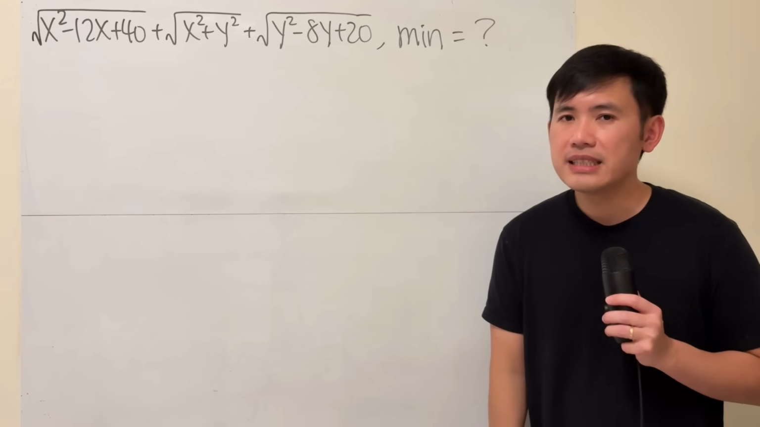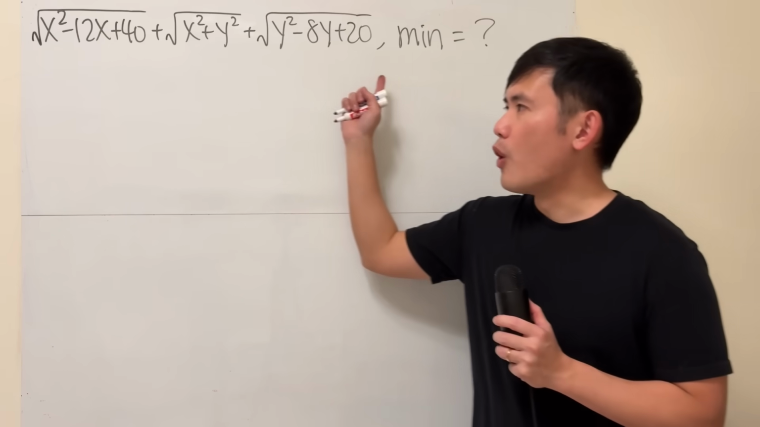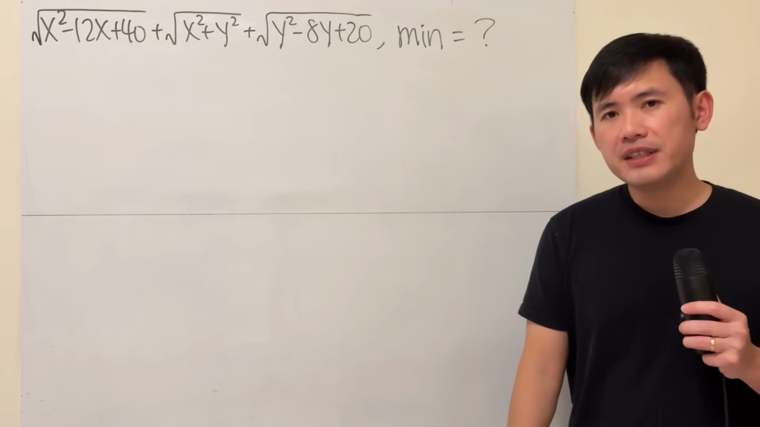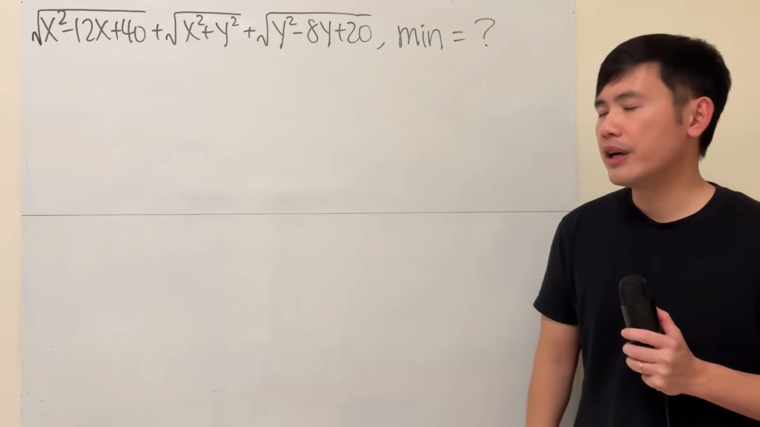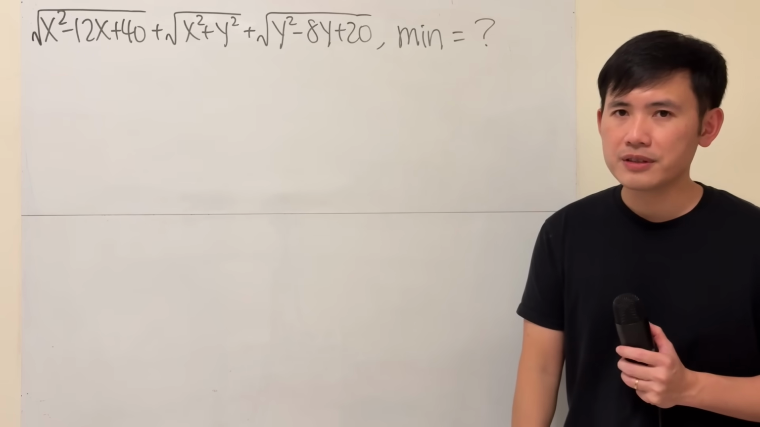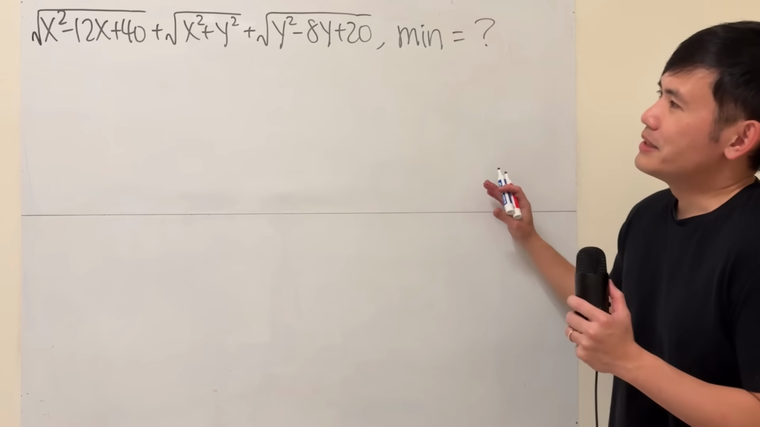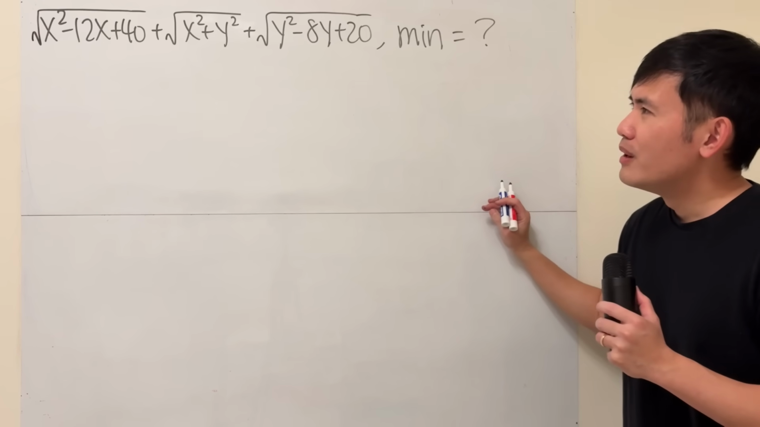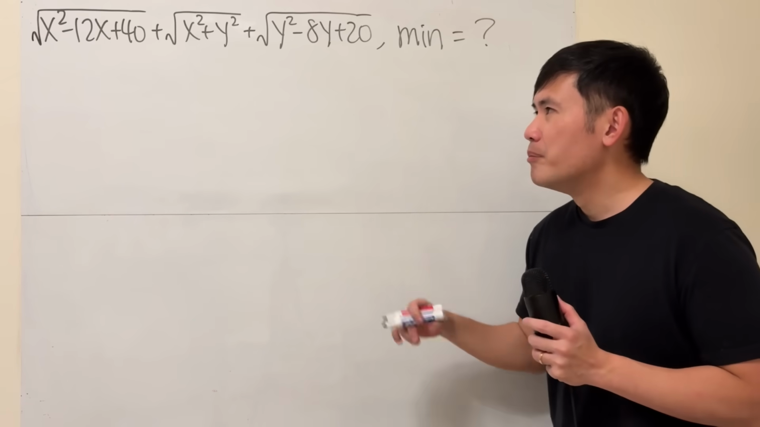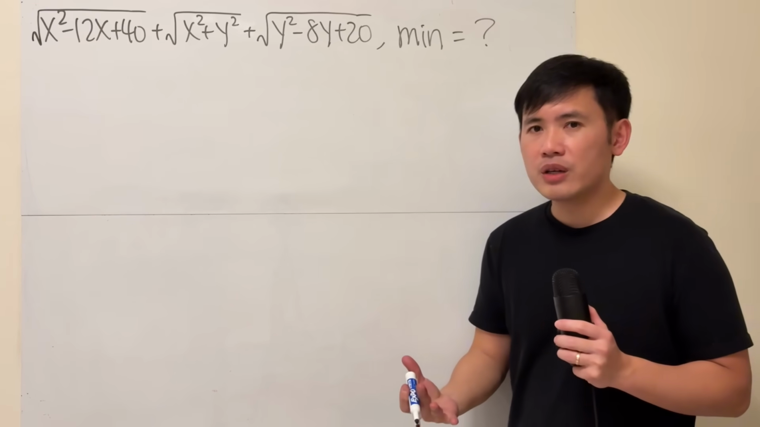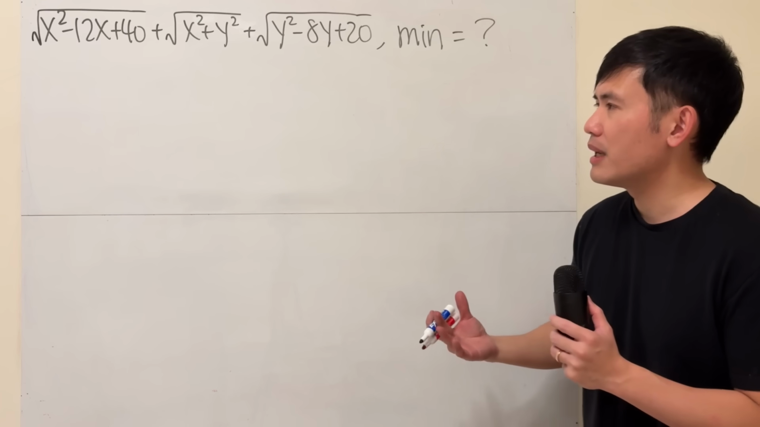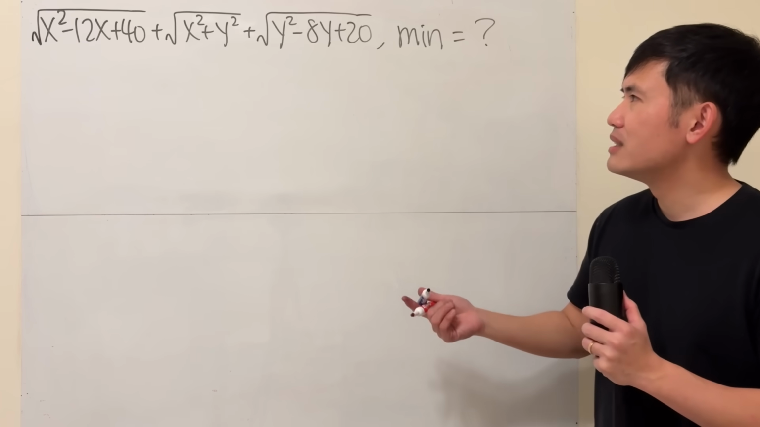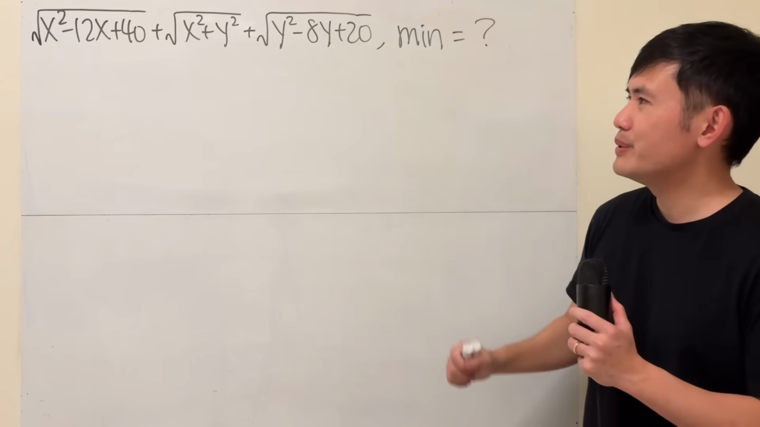Today I want to show you guys how to find the minimum value for this function here. And if this is the first time that you see this kind of question, you might not even know where to start. Because we have 3 square root terms and say, find the minimum. And we have quadratic inside. Maybe we can complete the square to find the vertex of a parabola inside. But X and Y, are you serious?